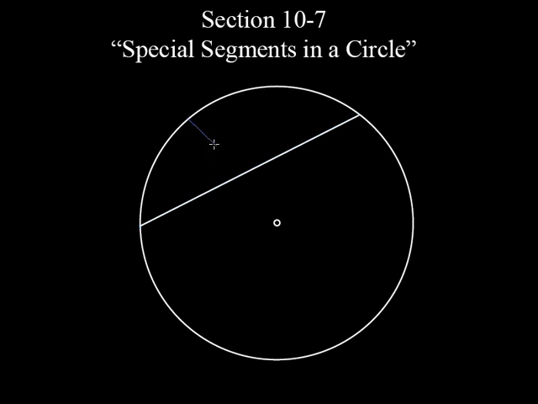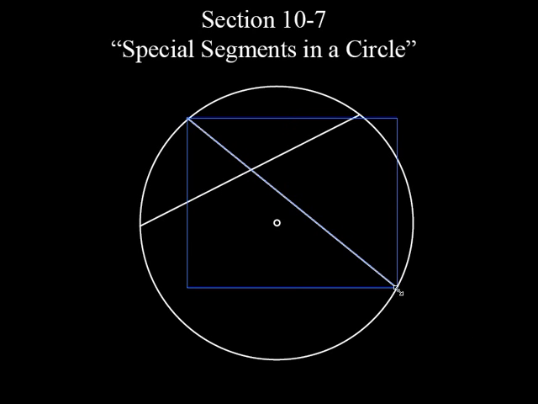Let's do it like this. It doesn't really matter. It doesn't have to go through the center or anything, so you don't have to be real picky on this. And this should hit. Let's make sure it hits right on the circle. There we go. That's a little better. All right, so what we're going to do is talk about the lengths of the segments.